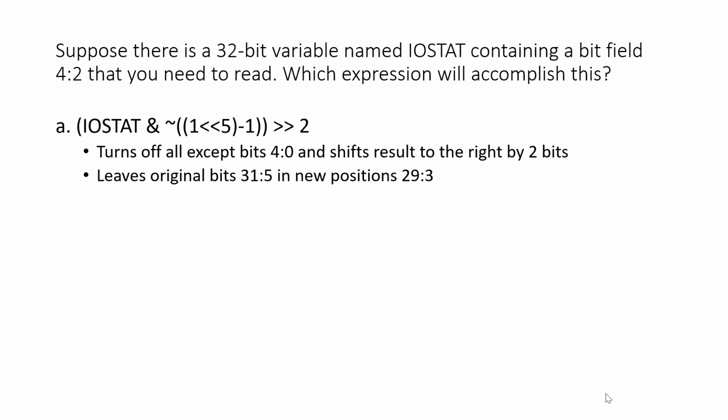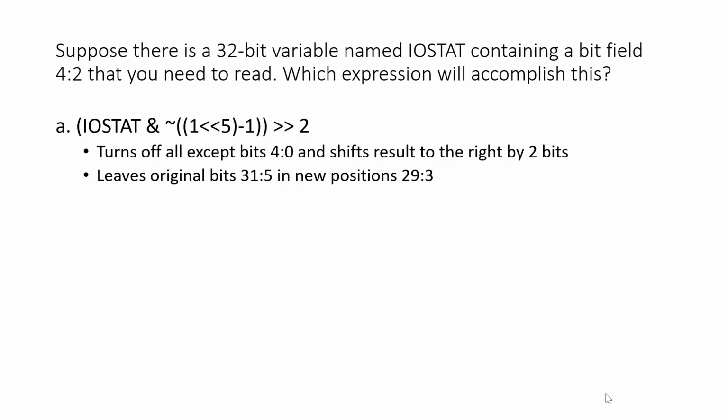Make sense? Like if I didn't have the tilde there, it would have just isolated the 5 rightmost bits, right? But because I put that tilde there, I did the opposite and I isolated all but the 5 low order bits. Make sense? And then shift that value to the right by 2.